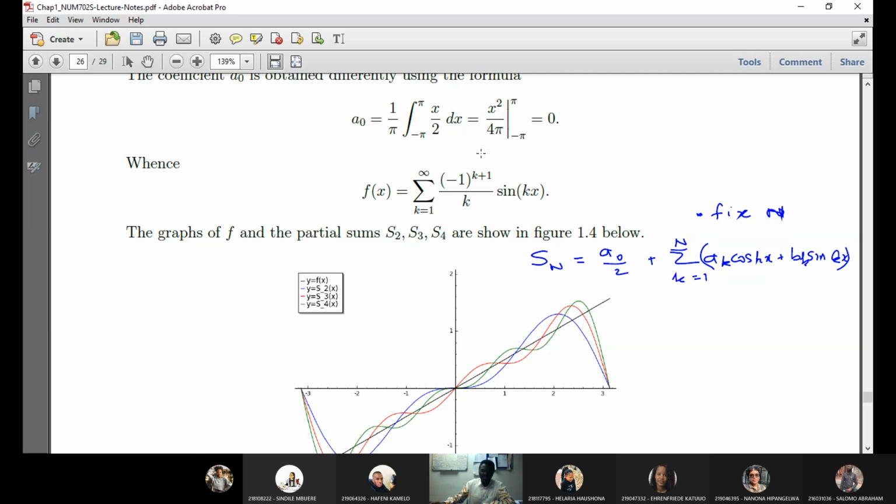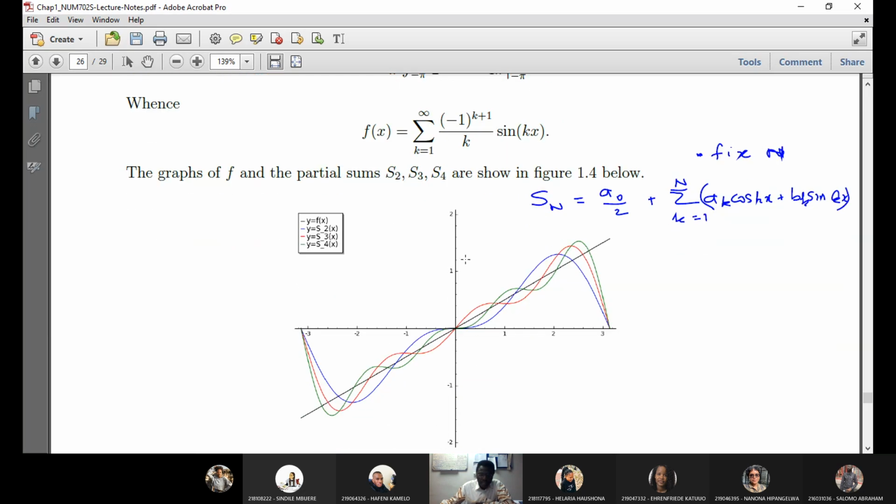You have to truncate and plot an approximation of this series. For instance, you can take 100 terms. 100 will be good enough to approximate that. But here we are giving you a few, right? The first few terms for you to have a feel of what it will look like.